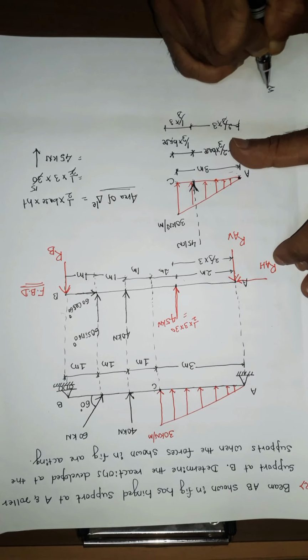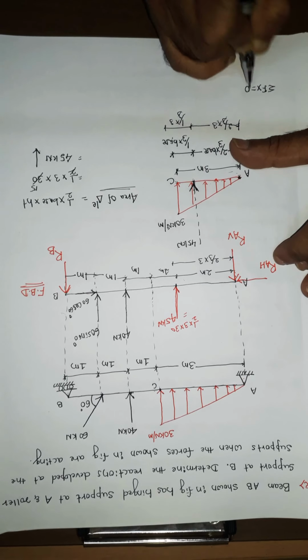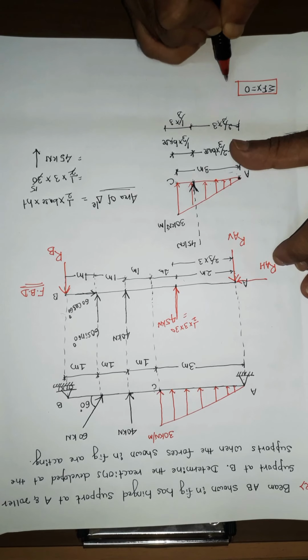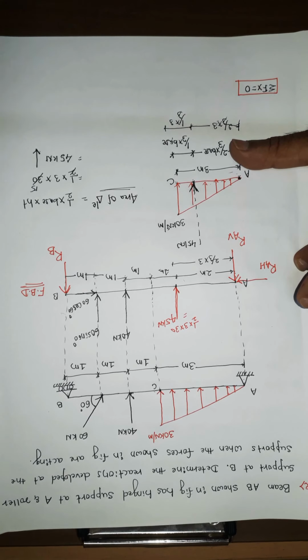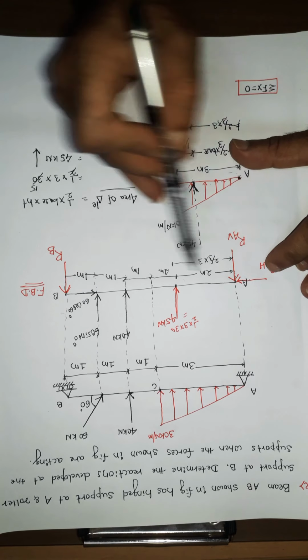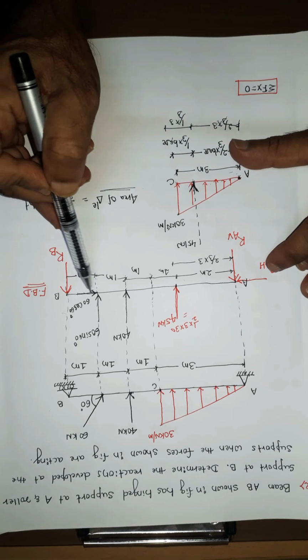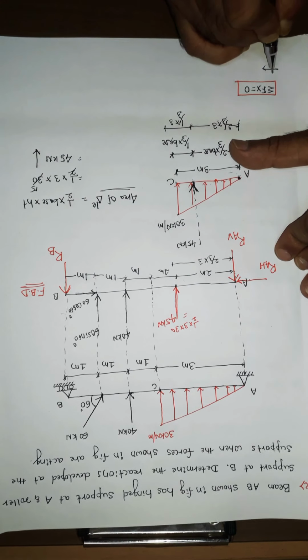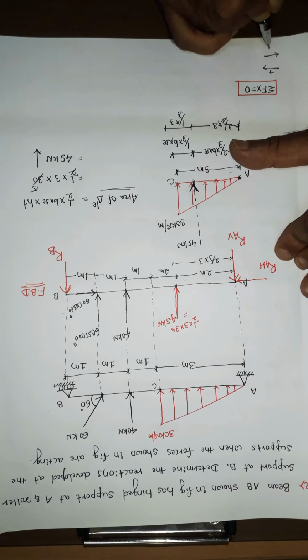Summation Fx is equal to 0, that is, the summation of all the horizontal forces is equal to 0. How many horizontal forces are there? See, one is RAH, and this one, don't forget this, is 60 cos 60. Now the direction: if it is like this, it is plus. If it is like this, it is minus.